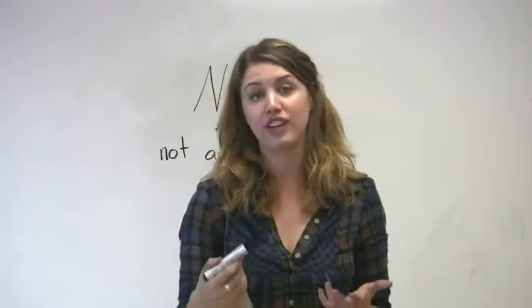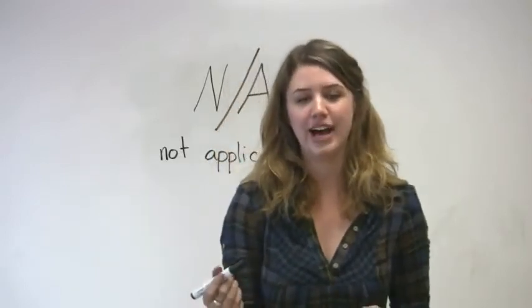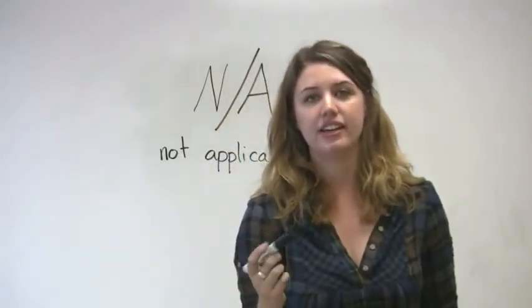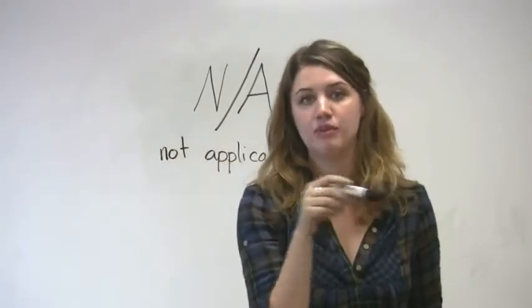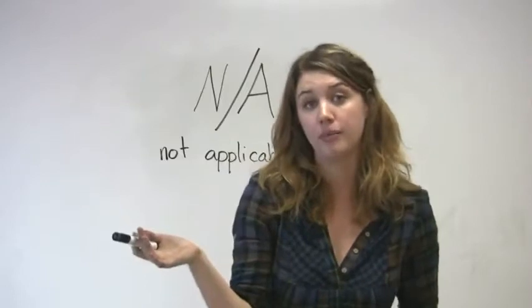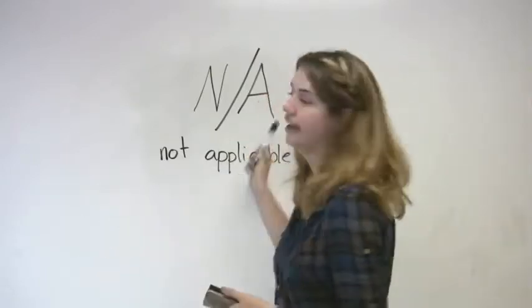So for example, if you were filling out a questionnaire and it said marital status, like single or married, and you click single, and then it said name of spouse, well, if you're not married, you would write NA, not applicable.